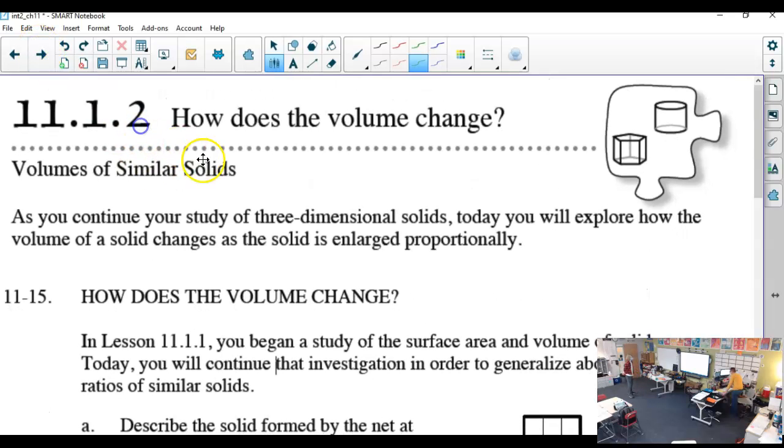All right, similar solids, and I bet you can jump to what I'm going to say. Anyone want to try to take the words out of my mouth? As you continue your study of three-dimensional solids, can anyone explain how the volume of a solid changes as the solid is enlarged proportionally? So, we're enlarging solids and comparing volumes. What would happen if I double the size of a solid? What happens to its volume?